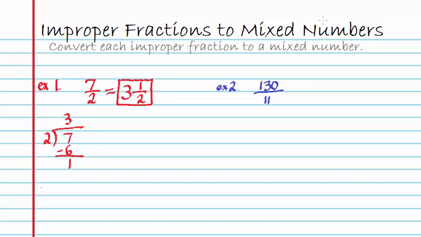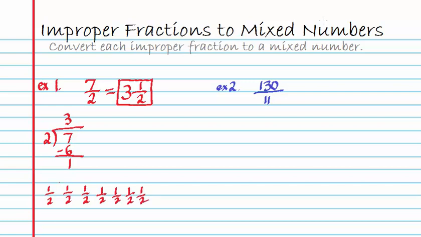If you'd like a visual example, let's take a look down here. 7 over 2 is the same thing as 7 halves. So I can list out 7 halves: that's 1, 2, 3, 4, 5, 6, and 7 halves.